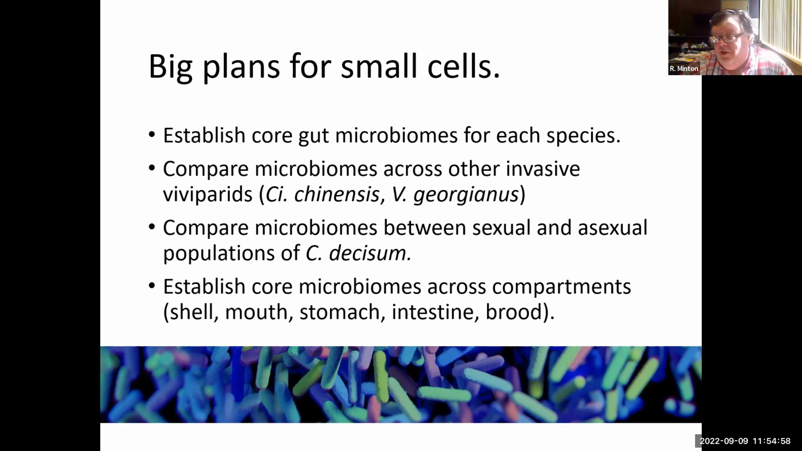Compare the microbiomes between sexual and asexual populations of Campeloma decisum. Campeloma decisum appears to have started out as a sexual species. It likely got pushed south through glaciation, and then asexual populations repopulated northward up into Canada as the glaciers receded. Now, we've seen in other freshwater snails that sexual and asexual populations can have different microbiomes. So there's some evidence to say that these should be different within the species as well.